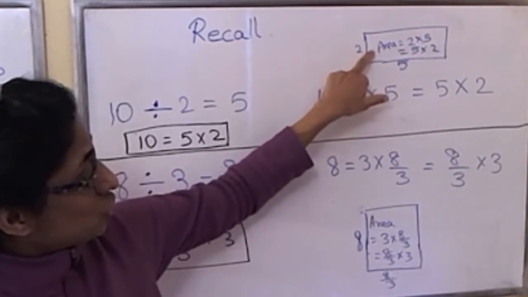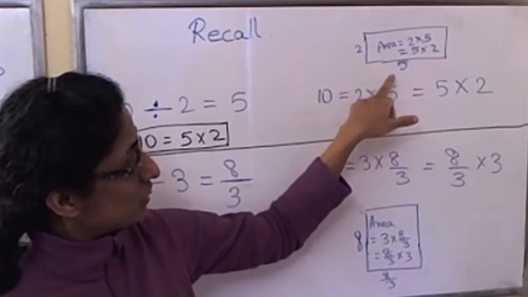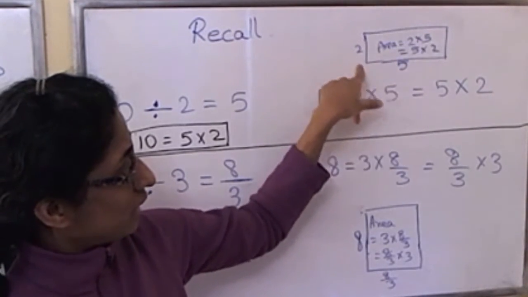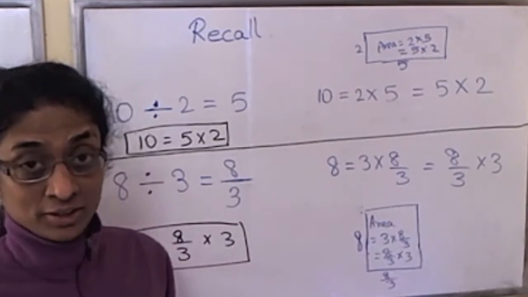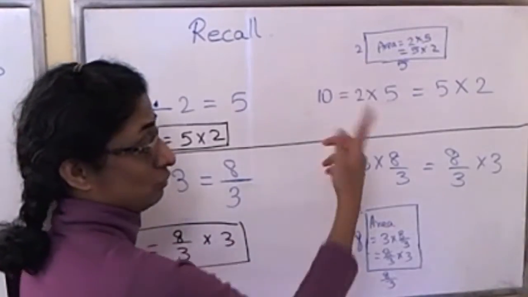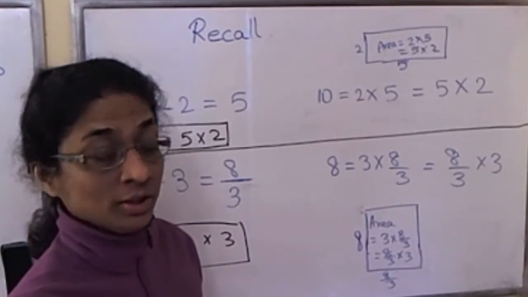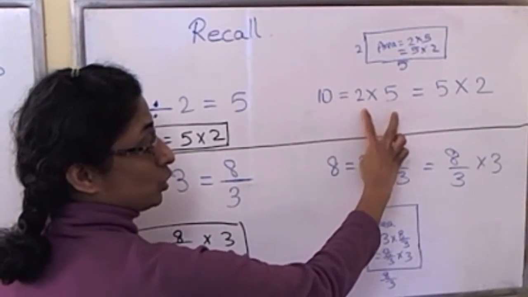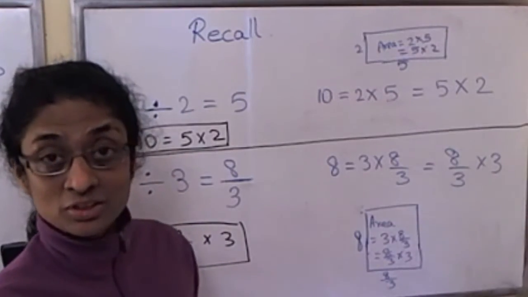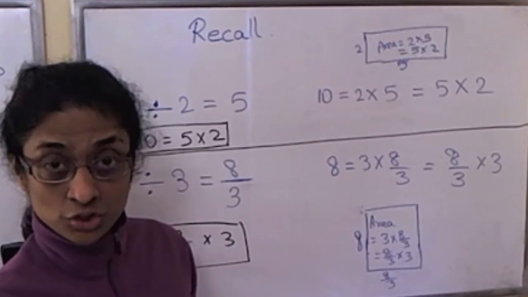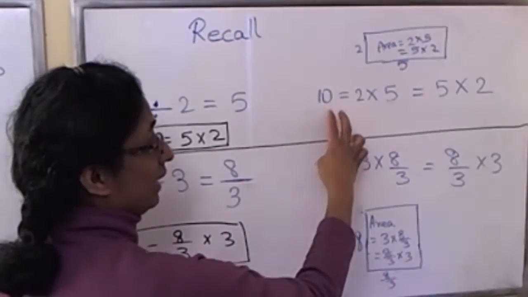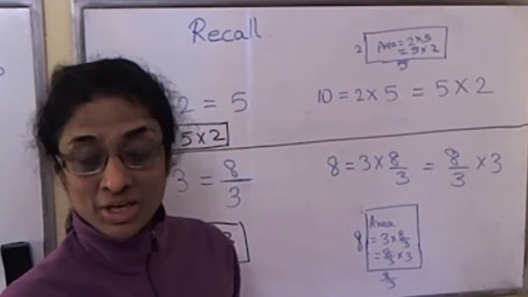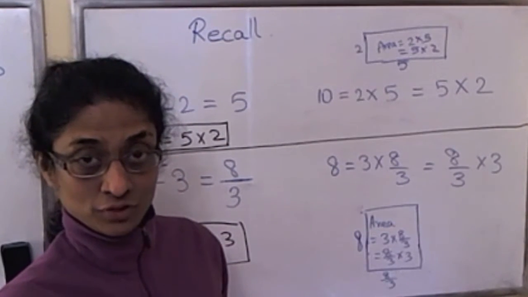And such a picture, where you draw a rectangle with side lengths 5 and 2, and its area is 2 times 5 or 5 times 2, convinces you of the commutative law. When we write 10 equals 2 times 5, remember we are using the partitive interpretation of division, and 10 equals 5 times 2 refers to the measurement interpretation of division.